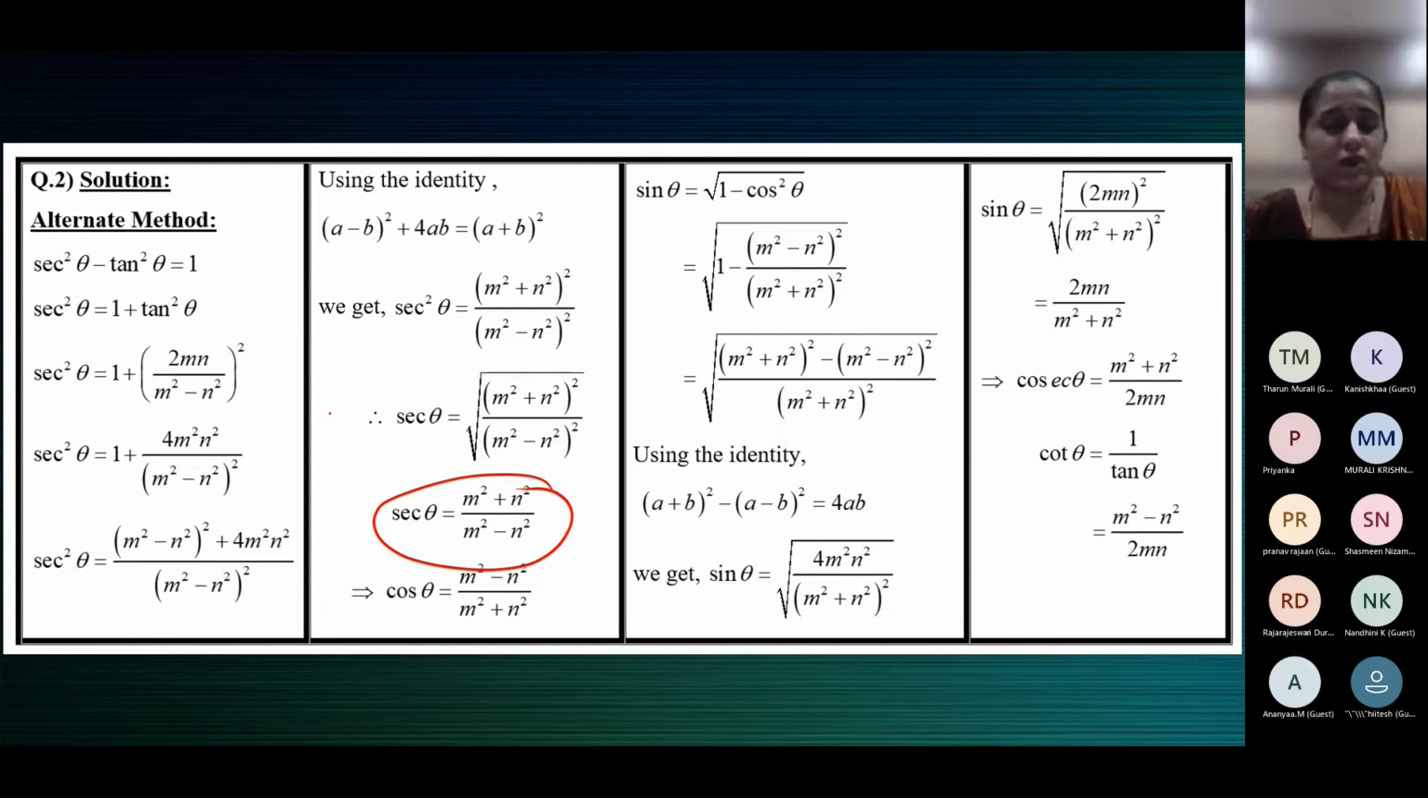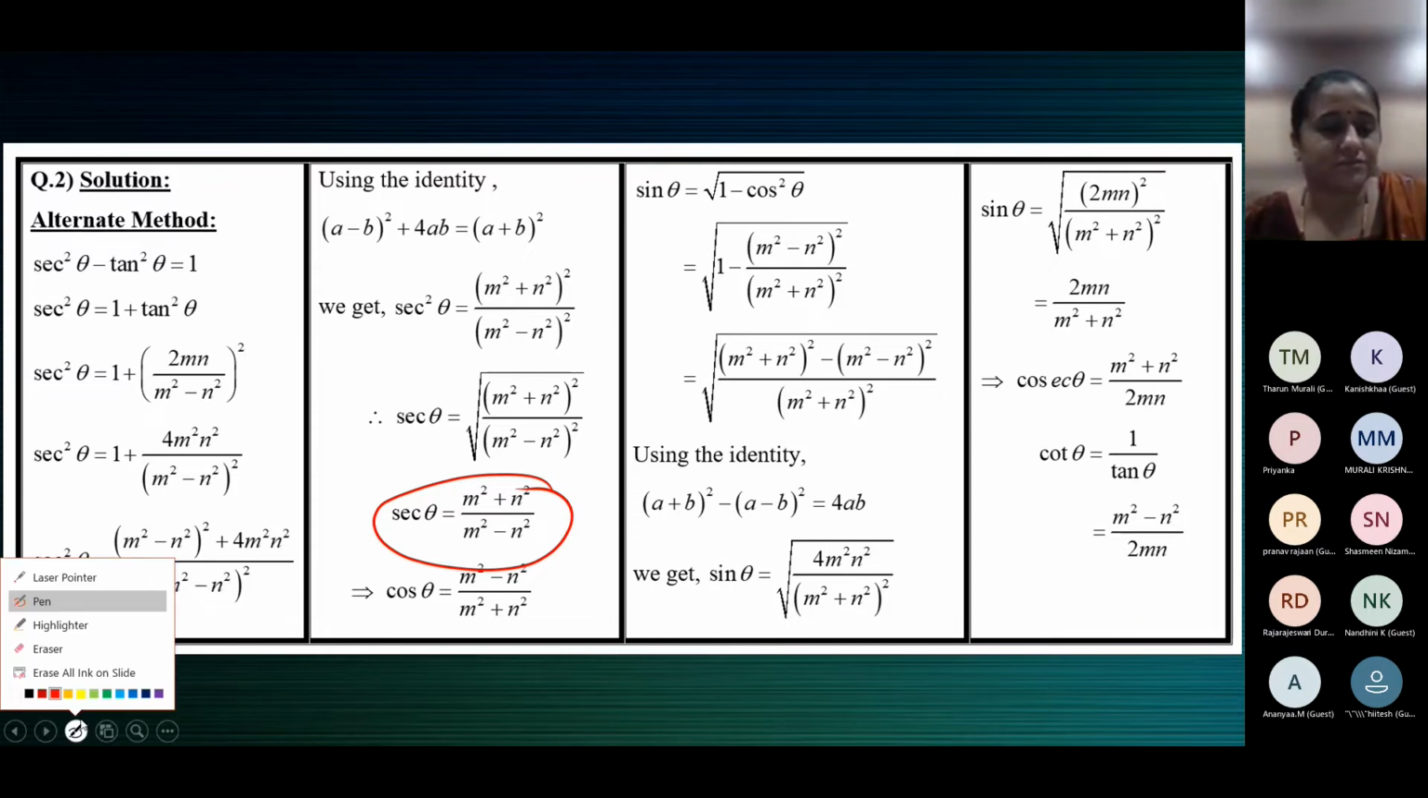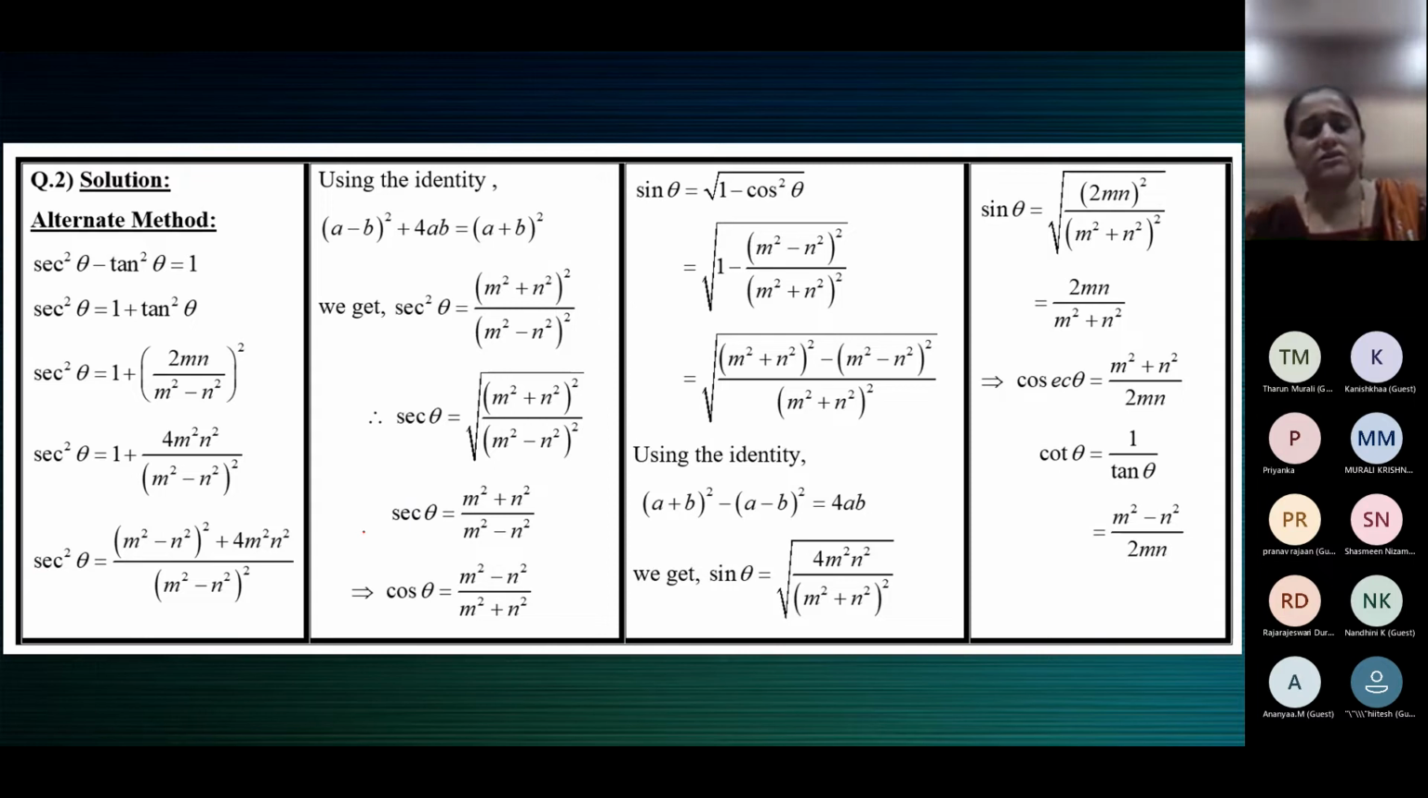So with all this, we find secant theta. Once you find secant theta, you know cos theta, because secant theta's reciprocal is cos theta. Now you want to find sin theta. Since tan is given, you know cot, and with secant, you found cos. Now we are left with sine and cosecant. If you find sine, you can find cosecant, its reciprocal. So how to find sine?